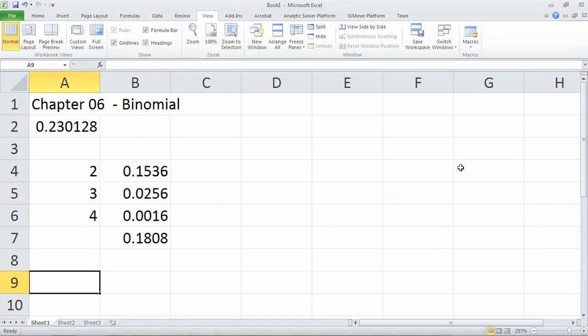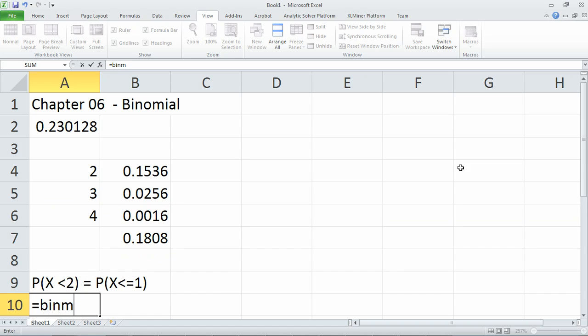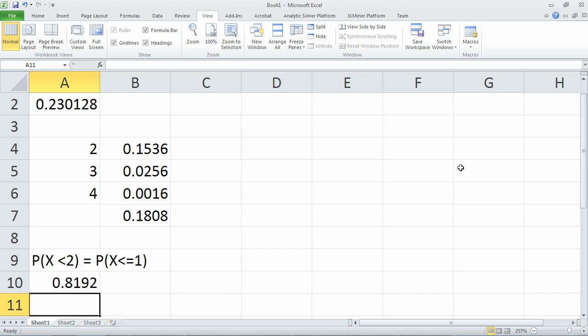But what I want to show you back over here is if we want, say, the probability that x is less than 2, which remember is the probability that x is less than or equal to 1, we can get that by taking binom.dist 1, 4, 0.2, and now we want a cumulative value instead of non-cumulative, so we're going to put a 1 in right there, and we say enter, and there we get 0.8192, which is the cumulative probability of being less than or equal to 1.